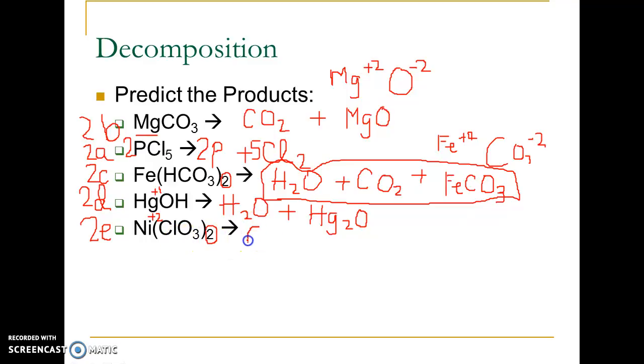So since I already know that oxygen is a product, I'm going to go ahead and write that down so I don't have to worry about it anymore. And then I'm going to create my metal chloride. Well, nickel has a +2 charge. Chlorine has a -1 charge. Therefore, we should have NiCl2.